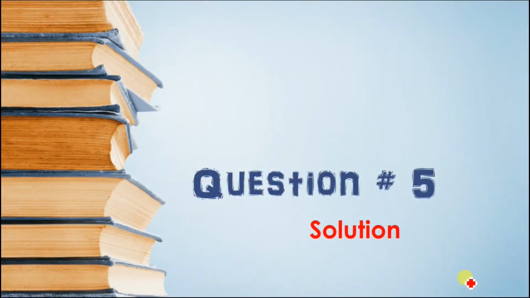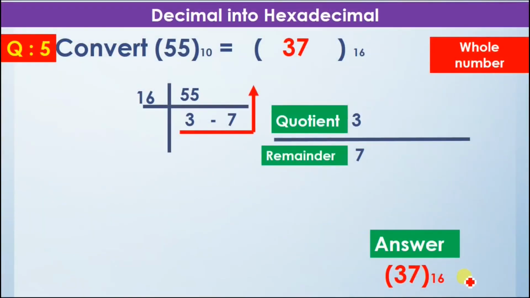Next we move to question number 5. Here we have to convert a decimal number into hexadecimal. The decimal number given is 55 and we have to convert it into hexadecimal. As we have to convert it into hexadecimal, we will divide 55 by 16. When we divide it, quotient is 3 and remainder is 7. As 3 is smaller than 16, 3 cannot be divided by 16 again, and we will stop the process.